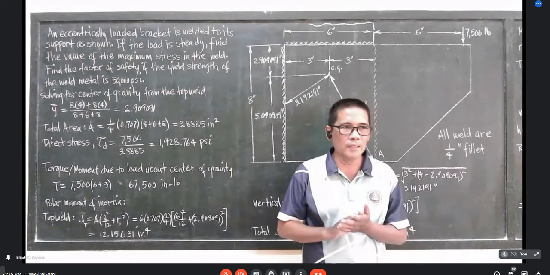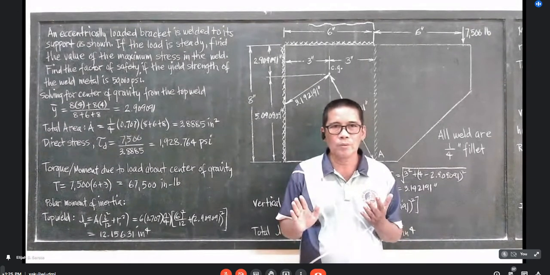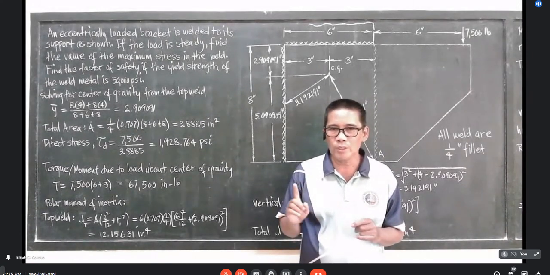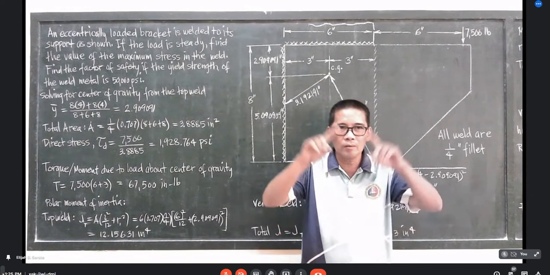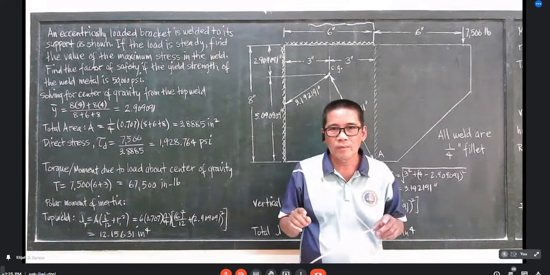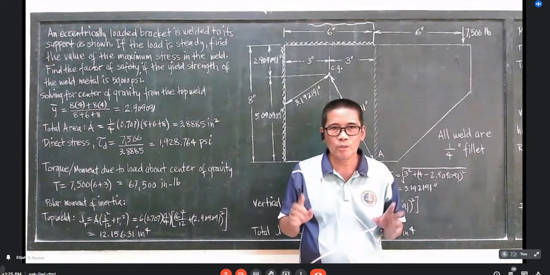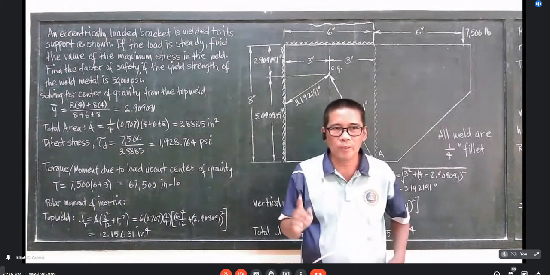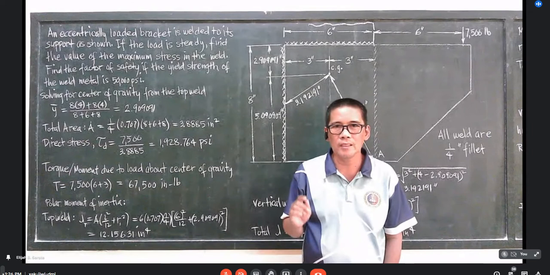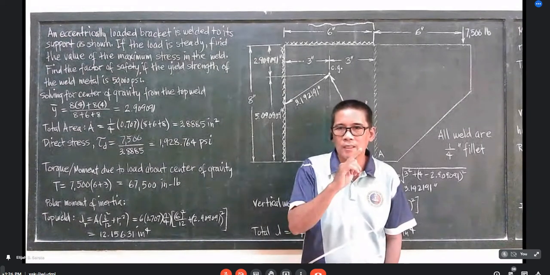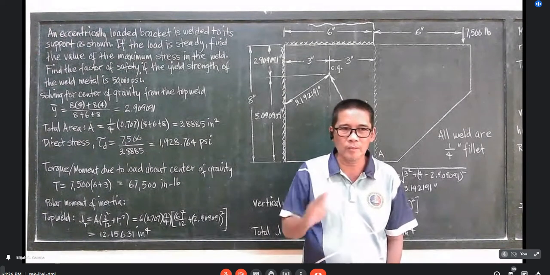So after that, once you have computed that, then we are now going to locate at what portion of the welded group of welds is the highest stress. Because usually in design, we look at the weakest point. So meaning the point where there is the highest stress is the weakest point. And our guide for that is that it is the farthest from the center of gravity.